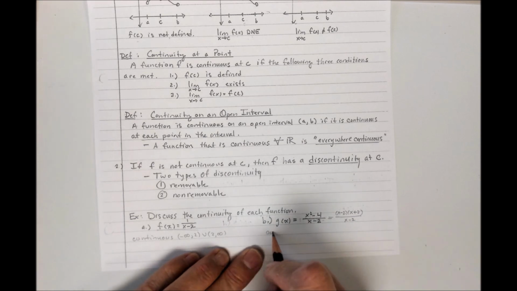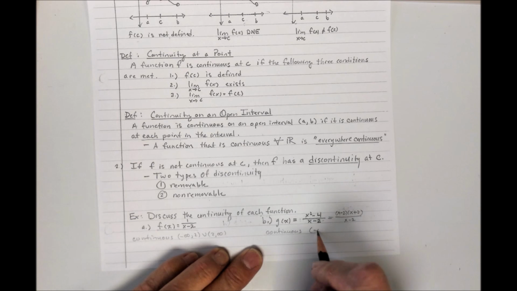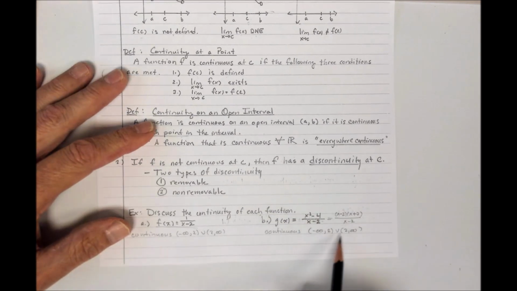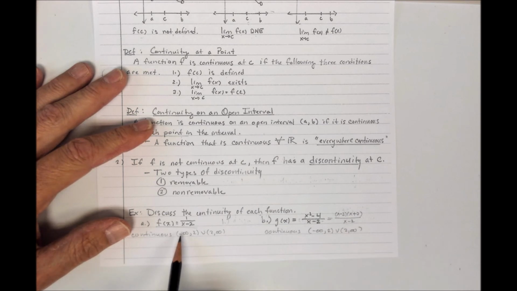So this thing is continuous, just like the other, from negative infinity to 2 and from 2 to infinity. Okay? Now, the point of discontinuity, x equals 2, in this case is removable because it's a hole in the graph, as compared to having a vertical asymptote there and it being unbounded.